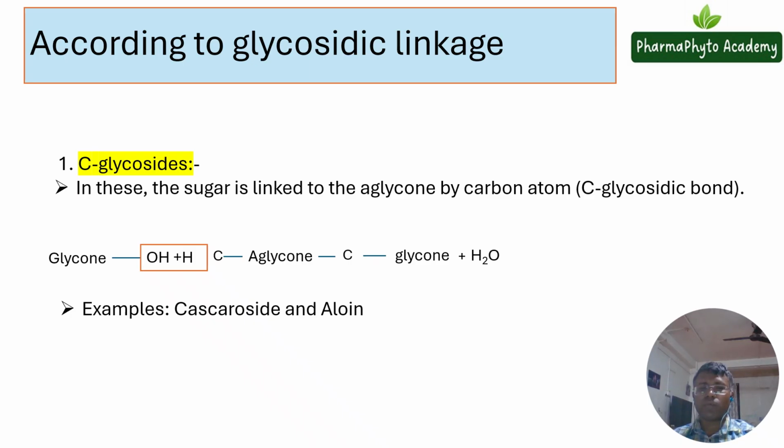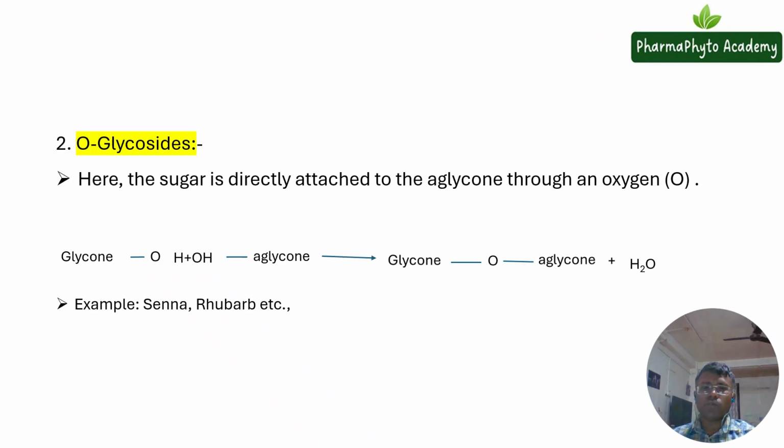This type of glycoside is found mainly in anthraquinone type of glycosides, such as aloin and cascaroside. In the O glycosides, the glycon and aglycon link through oxygen. You can see this is glycon, this is aglycon. They will lose one molecule of water and form this O glycosidic linkage. Examples are senna and rhubarb.